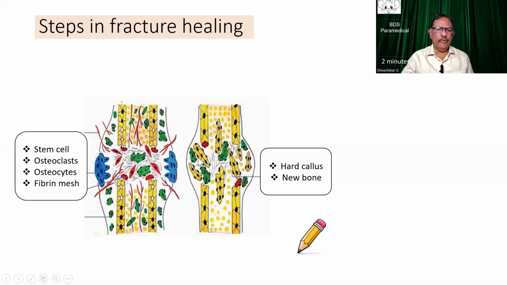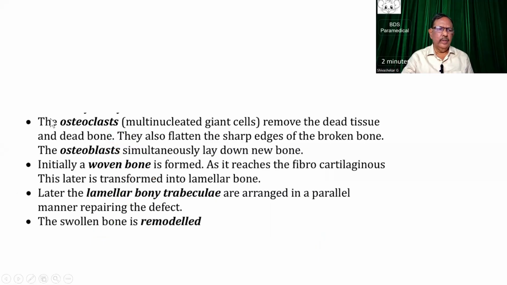And ultimately you find these yellow lines are all bony trabeculae which are formed. They are laid down perpendicularly. So it becomes a hard callus and a new bone formation. Finally, this bulge is removed and it is called remodeling. So osteoclast, osteoblast, bone, lamellar bone, and remodeling. These words you people should remember.